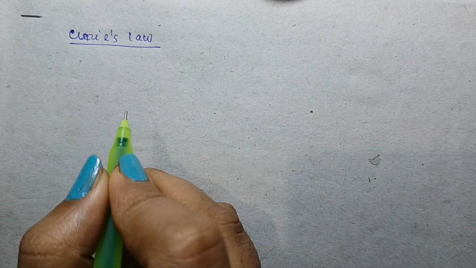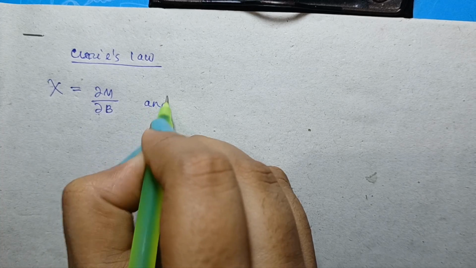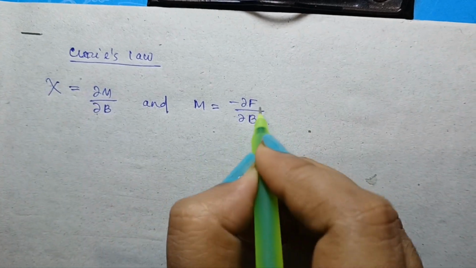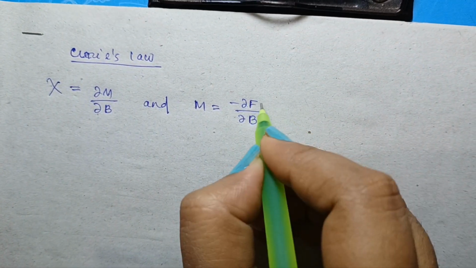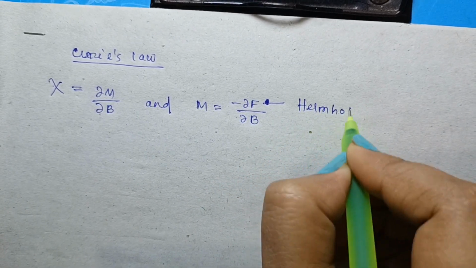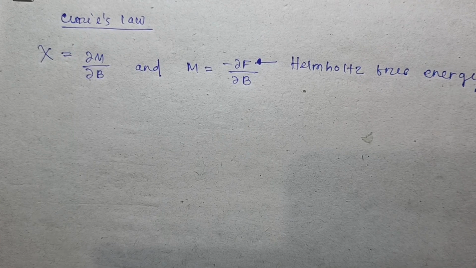Okay, in today's lecture we are going to study Curie's law. First of all, there are two formulas. One is chi equals del M by del B, and magnetization equals minus del F by del B. See, this F here is the Helmholtz free energy, right? Helmholtz free energy.